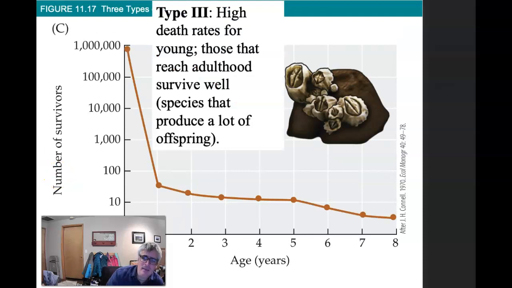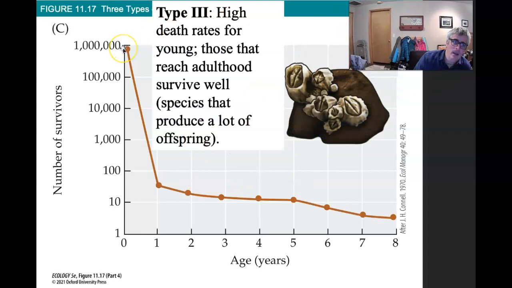Barnacles, really any organism that puts out a lot of larval stages, the majority of them don't survive. So here you can release 1 million eggs and only 50 of them are going to make it to age 1. Now once they make it to age 1, life's pretty good. Almost 1 million of your brothers and sisters died. You're one of the lucky ones that got stuck to a rock.